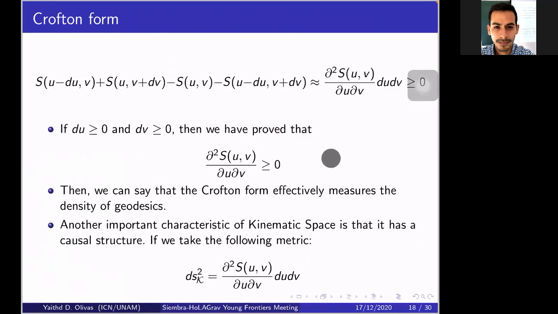And from the inequality, we can conclude that this quantity is greater than 0. By construction, we're assuming that du and dv are greater than 0. So what we have proved is that essentially the double derivative of the entanglement entropy is always greater than 0. So we can say that the Crofton form effectively measures the density of geodesics. Another important fact that unfortunately I won't be addressing in this talk is that we can give a causal structure to the kinematic space if we take the following line element like this one right here.